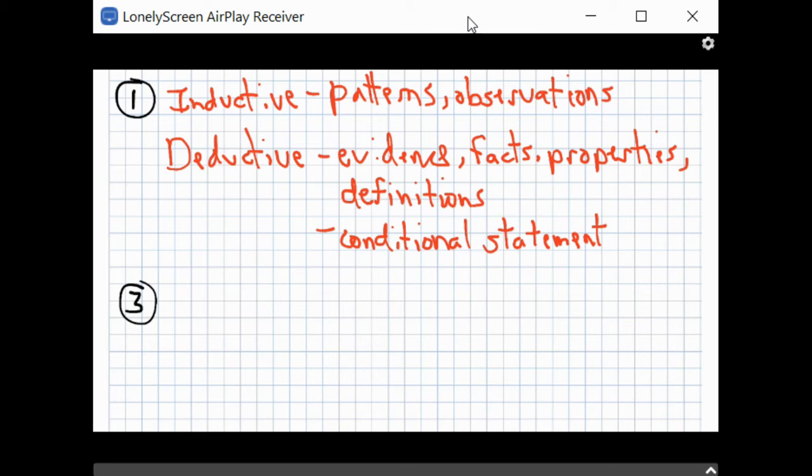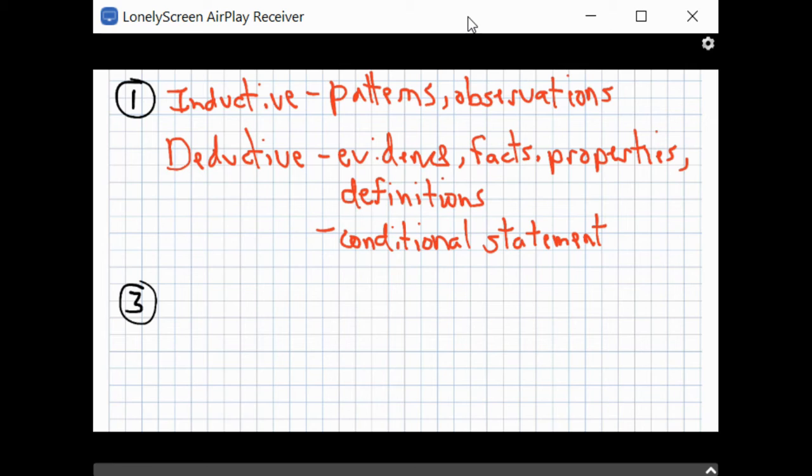Question 3 asks us, does each conclusion use inductive or deductive reasoning? So we're practicing telling the difference. Question 3 says, a detective learns that his main suspect was out of town the day of the crime. He concludes that the suspect is innocent.